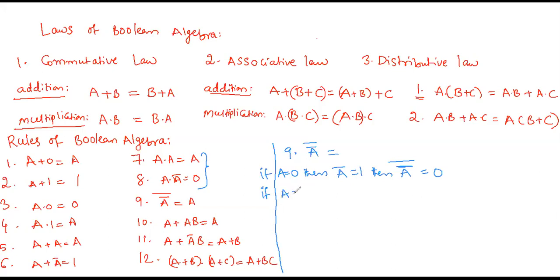If A is equal to 1, then A bar is equal to 0. Then A double bar, again take the complement of this one, so you will get an inverted output. 0 is there, you will get 1. Now observe, if A is 0, A double bar is 0. If A is 1, A double bar is equal to 1. So you can write directly that A double bar is nothing but A. A double complement is nothing but A only.